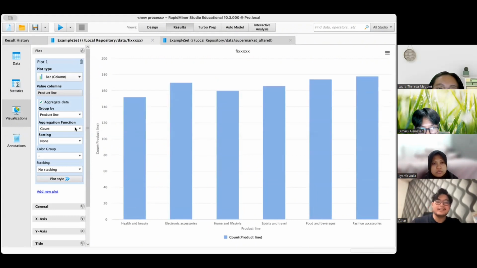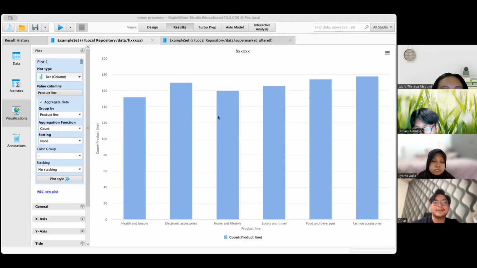And these are the results. Based on the calculation from the data mining, it is known that the product line sold in Sharifah Mart consists of 140 items. In category health and beauty, there are 550 items sold. In electronic and accessories, 170, home and lifestyle, 160, sport and travel, 170, food and beverages, 175, and fashion and accessories, there are 179 items sold.